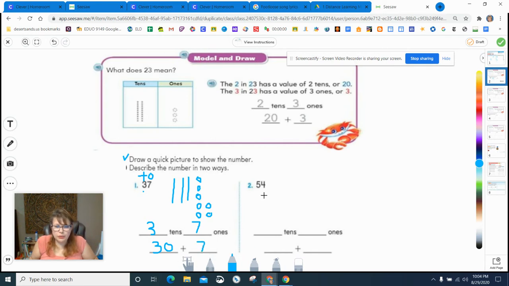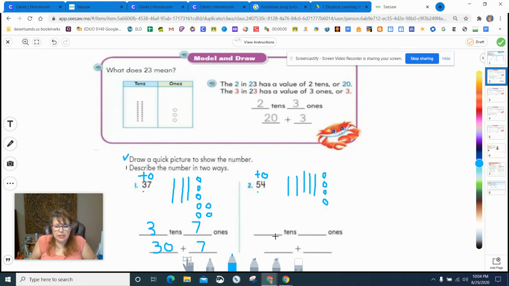So now we're going to do 54. Again, it says draw a quick picture. So I'm going to put T-O, that's my first step all the time. And then it tells me that I have 5 tens. So I go 1 ten, 2 tens, 3 tens, 4 tens, 5 tens. Then I have 4 ones. So I go 1, 2, 3, and then 4.